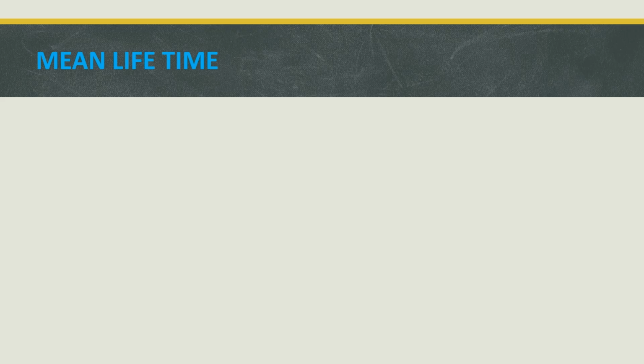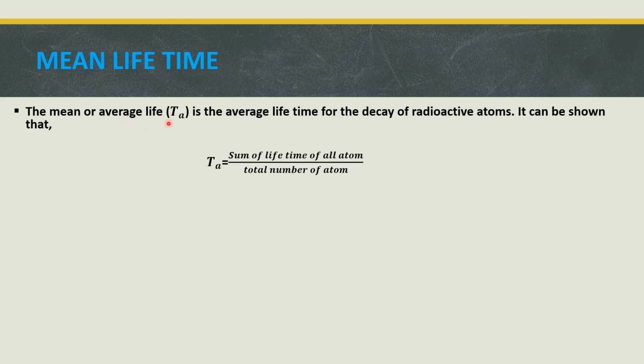So next one is mean lifetime. The mean lifetime or average lifetime, represented by TA, where A represents average, is the average lifetime for decay of radioactive atoms. It can be shown that TA is equal to the sum of lifetimes of all atoms by the total number of atoms. So mathematically, we will discuss mean lifetime or average lifetime.